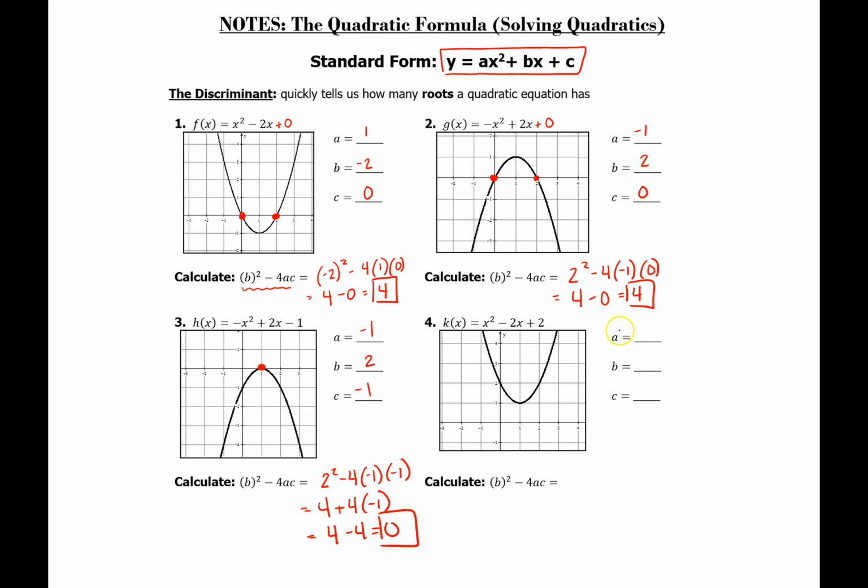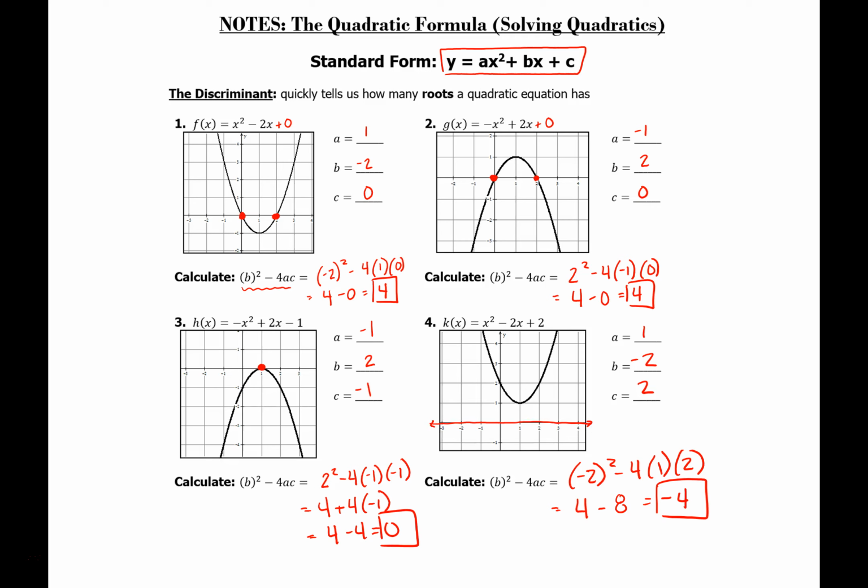And looking at number 4, A is 1, B is -2, C is 2. Plugging those values into the discriminant, I've got -2 squared minus 4 times 1 times 2. That is 4 minus 4 times 2, which is 8, which means my discriminant is -4. Notice for that one, there are no x-intercepts.